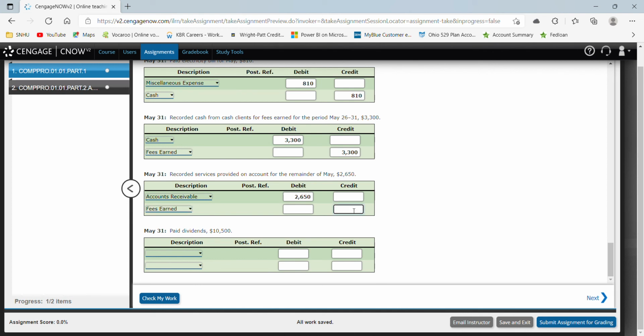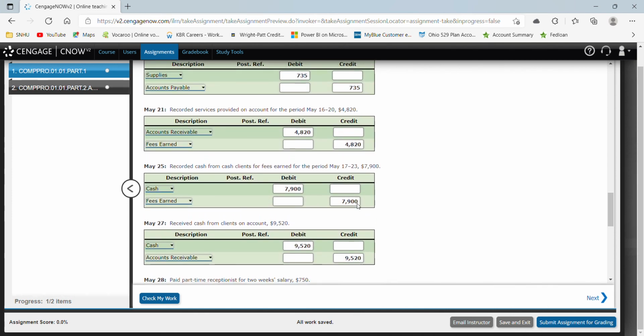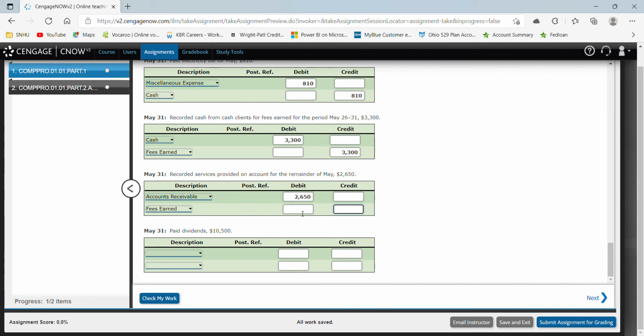Trying to look. Fees earned. So we provided that service and recorded the accounts receivable, and then we paid dividends, and we're going to pay dividends out of cash. So we say dividends.